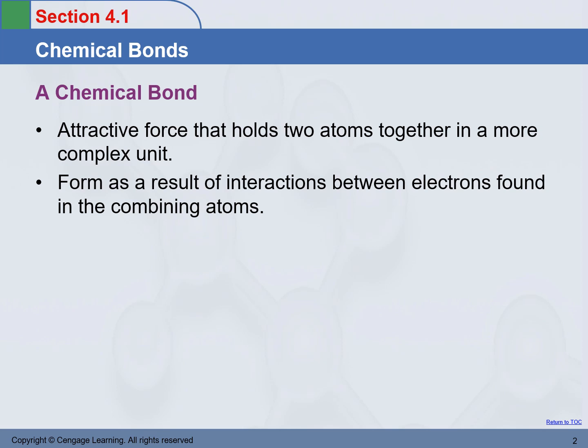Why? How come there is an attractive force between two atoms? Well, no surprise. It is formed as a result of the interaction between the electrons between the two atoms. No surprise. Remember, electrons are troublemakers.